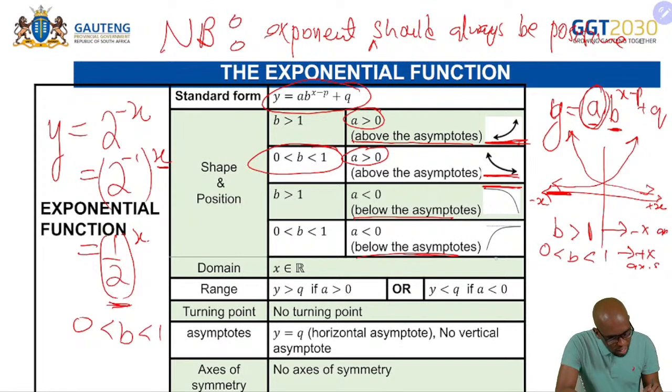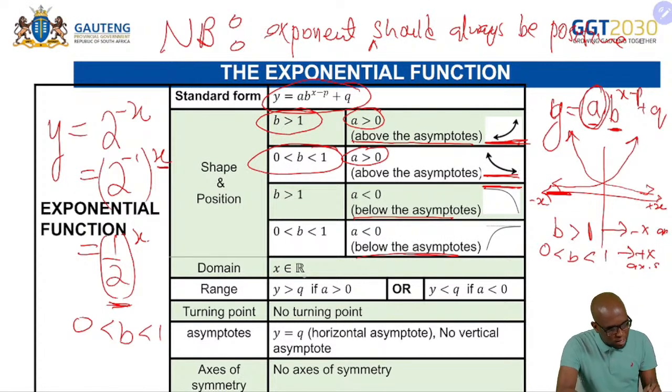Now, let's check b. b is greater than 1. I said to you, if it's greater than 1, you start from the negative x-axis. If you check, this graph started from the negative x-axis and faces up, but because b here is a fraction, it starts on the negative x-axis. Similarly, you can do the same with the last two graphs.